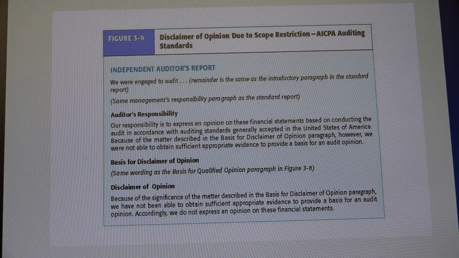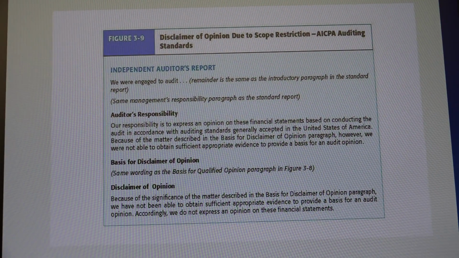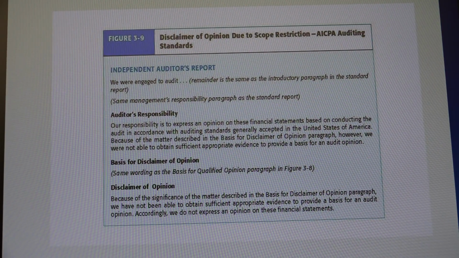And so here you have an example. Except here they're not able to obtain sufficient appropriate evidence to provide a basis for an audit opinion. The basis, same wording as for the qualified opinion, and then you have your disclaimer because of the significance of the matter described. In the basis of disclaimer of opinion, we have not been able to obtain sufficient appropriate evidence to provide a basis for an audit opinion, and accordingly they don't offer one.